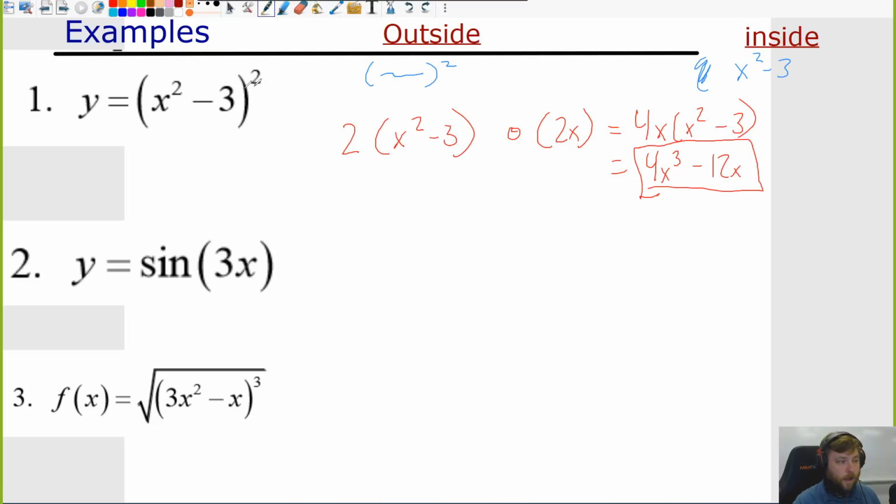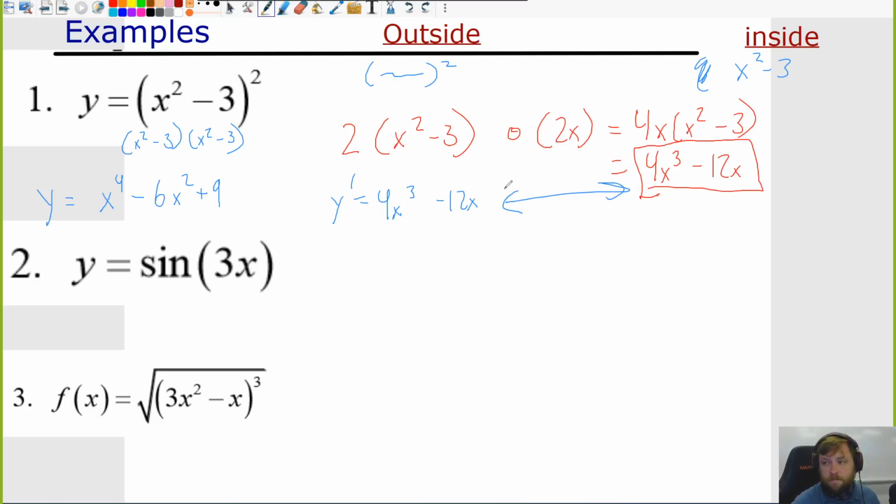Now, I didn't have to do this chain rule. What if you expanded this out first? Treat it as an x squared minus 3 times an x squared minus 3. If you expand that, you would get x to the 4th minus 6x squared plus 9. And then your y prime would be 4x cubed minus 12x plus 0. Hey, they match up. That's a good way to check. So yes, it worked out.